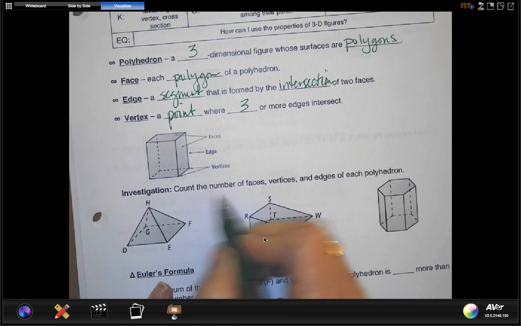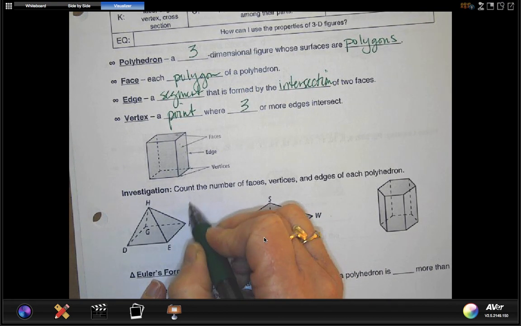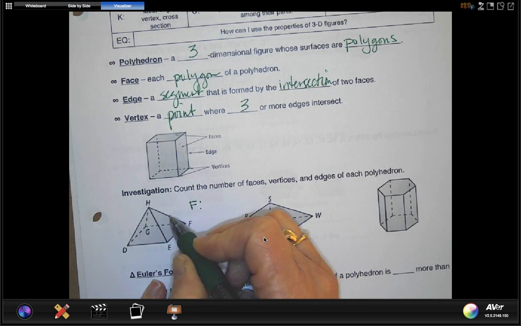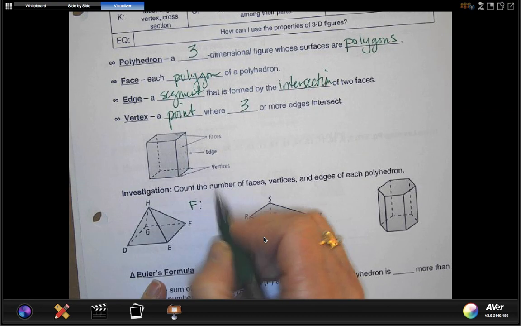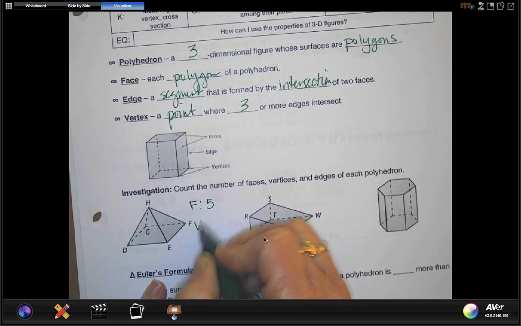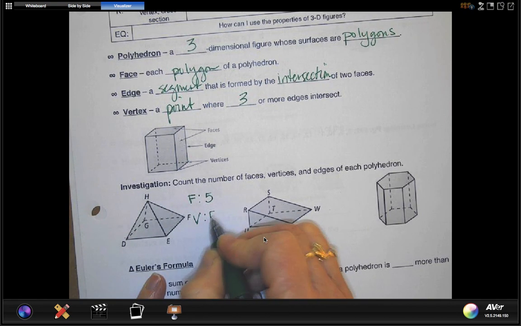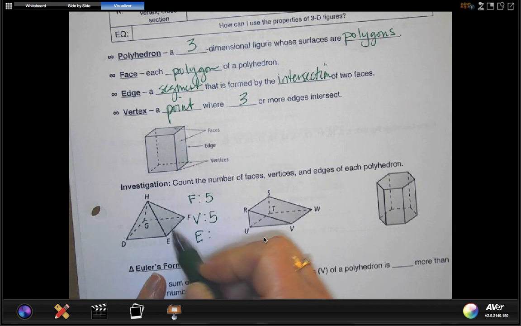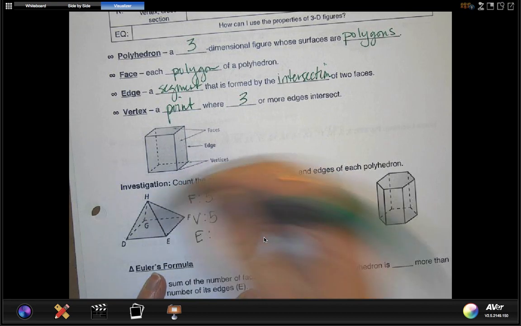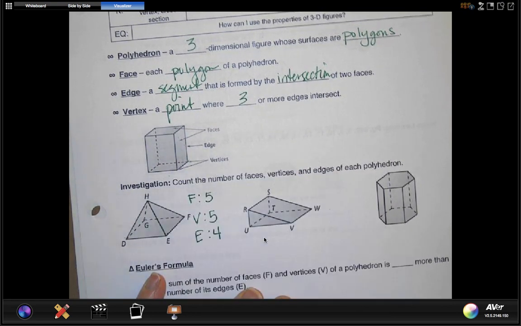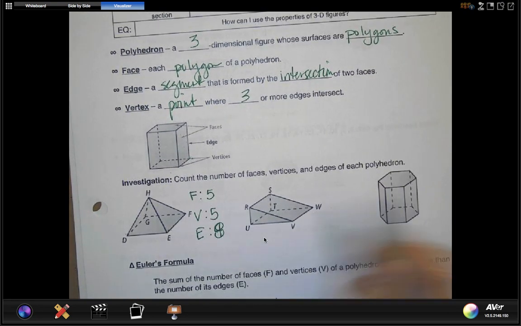In this investigation, you want to count the number of faces, vertices, and edges of each polyhedron. As an example, this is a square pyramid, so there is a bottom face and then 4 triangles on the side, so 5 faces. The vertices: there's 1, 2, 3, 4, and then the one at the top, so there are 5 vertices. And then the edges: there's 1, 2, 3, 4 going around the base, but then there's also 1, 2, 3, 4 going around those triangles up there. So that should be 8 altogether. Go ahead and do the same thing for the other ones.